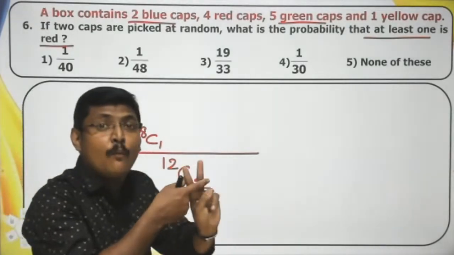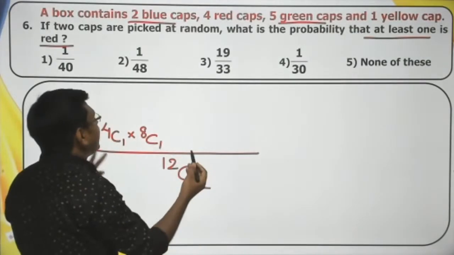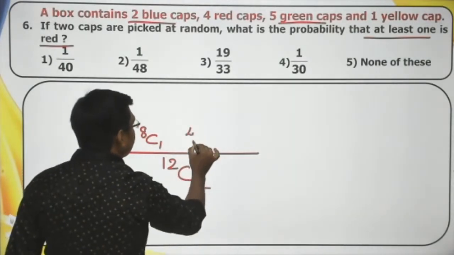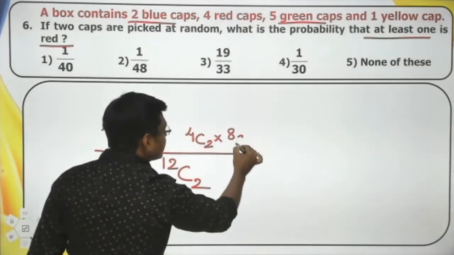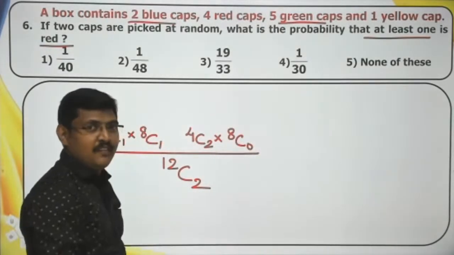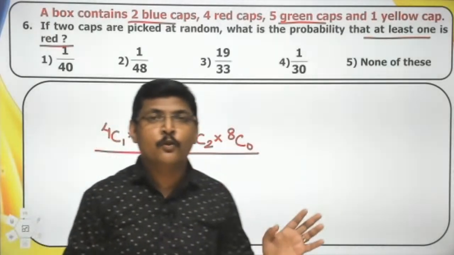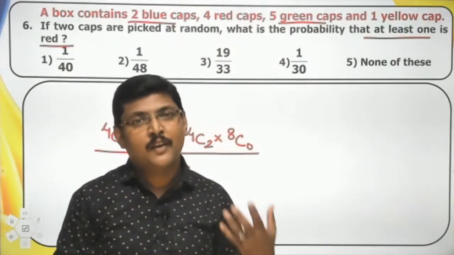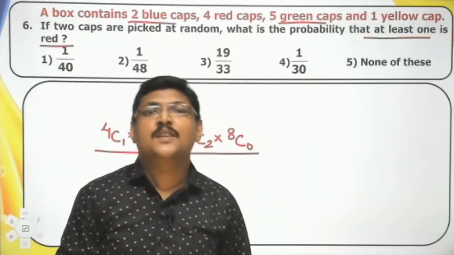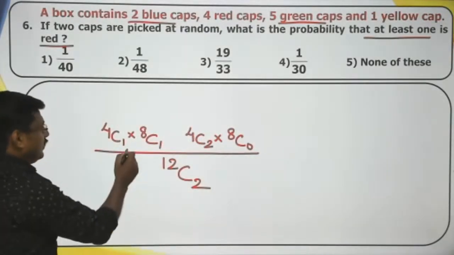Next I can select both the balls or both the caps as red. So if I am selecting both red caps, that is from 4 if I am selecting 2 red caps, then from remaining 8 I can't select a single one, 8C0. And we know that 8C0 is 1. Always remember that the minimum value for combination is 1. If we consider 0C0 also the value is 1. If we consider 1C0 the value is 1. So 8C0 is also 1. Remember that. So this is the condition.